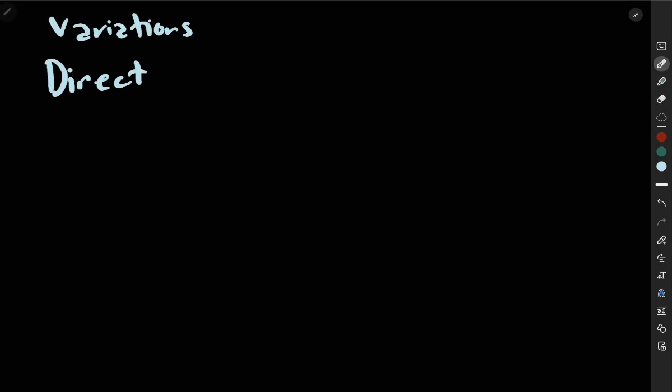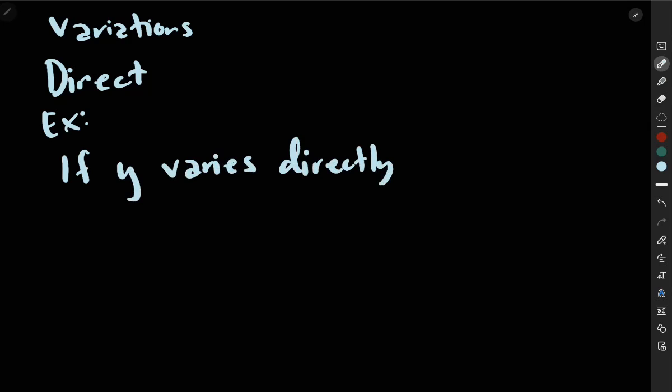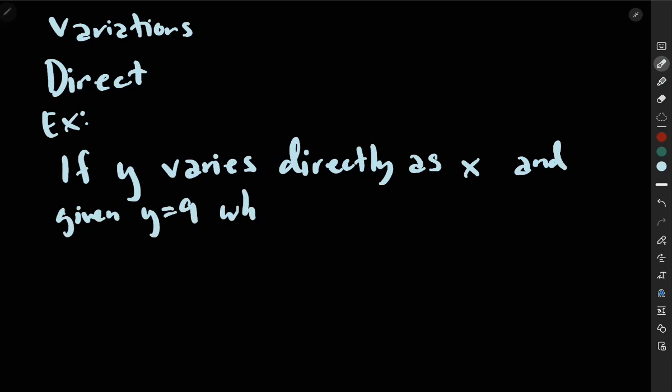So let's say you have an example. If y varies directly as x, and given y equals 9 when x equals 5.